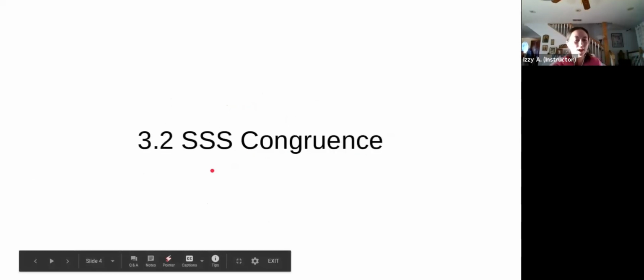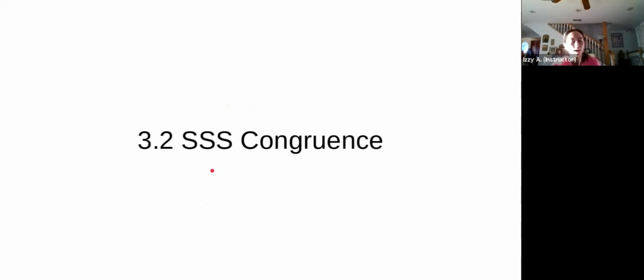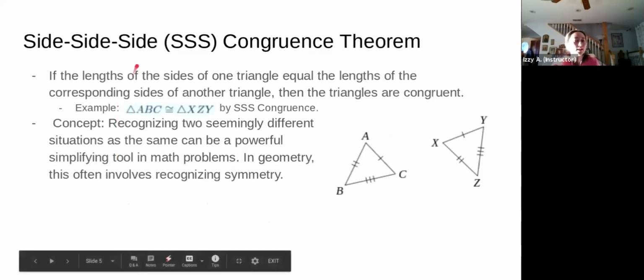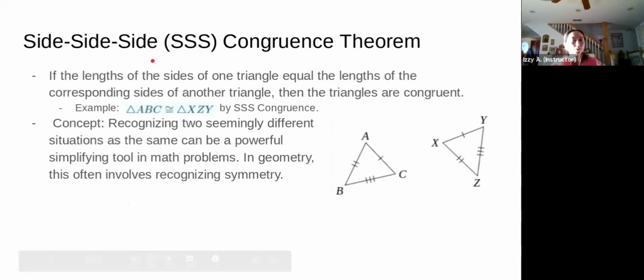Okay, so next we have section 3.2, SSS congruence. SSS stands for side, side, side congruence theorem. Basically, this theorem states that if the lengths of the sides of one triangle equal the lengths of the corresponding sides of another triangle, then the triangles are congruent. An example of this would be triangle ABC being congruent to triangle XCY by side, side, side congruence.